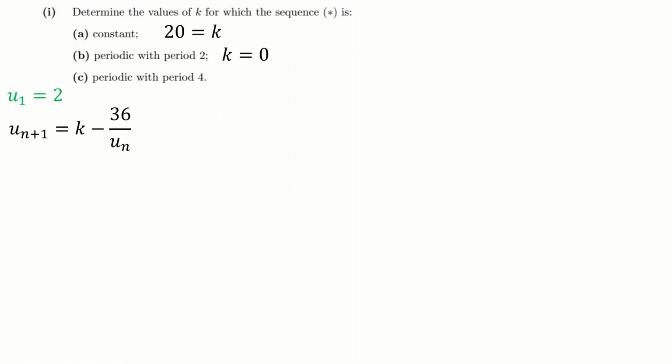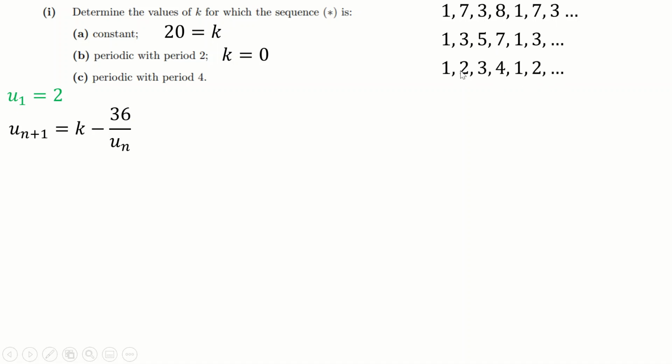Okay, periodic with period 4 now. So here are my conditions. u1 is 2, and this is the recurrence relation. Periodic with period 4 is something like this. Every 4 terms, it repeats itself. So on the 5th term, you could say it repeats itself. So every 1, 2, 3, 4 terms, it starts repeating itself again. So all of these repeat themselves after 4 terms.